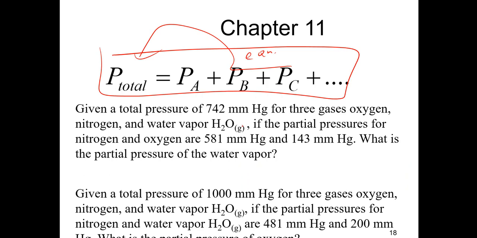Now, I'll probably be a little bit tricky. So instead of asking for the total, maybe I'll ask you to do some algebra and solve for a partial pressure. So for example, I could give you a total, which is 742. And then here are the partial pressures for nitrogen, oxygen, and water vapor. So nitrogen is 581, oxygen is 143, and then you have to solve for water vapor, which is X.